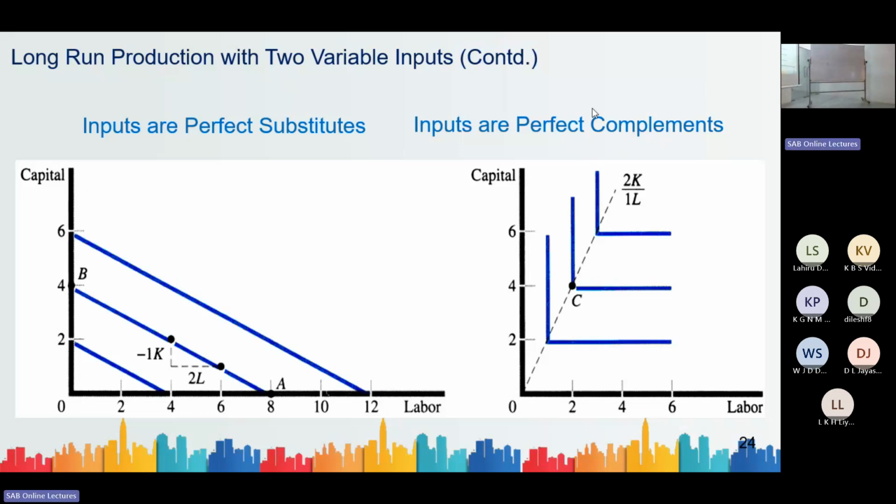They maintain the same ratio to produce the output efficiently. And efficient combinations of production lie at the corner points. Other points on the isoquants are not efficient because they represent some sort of waste. Got it?